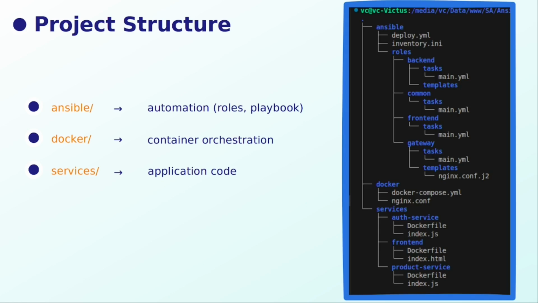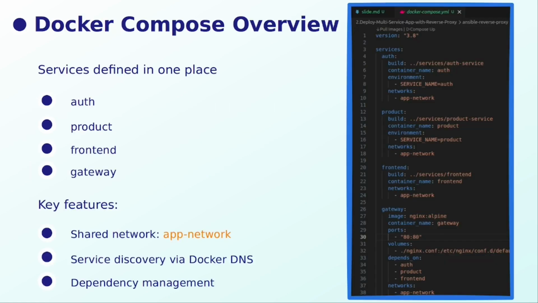Project structure. To keep everything organized, we structure the project into three main parts: ansible/ for automation, docker/ for container orchestration, and services/ for application code. This separation of concerns is extremely important in DevOps. It allows teams to work independently and keep the system maintainable.